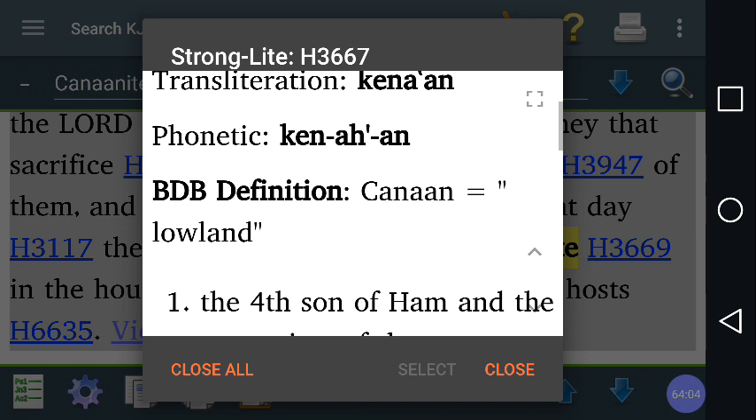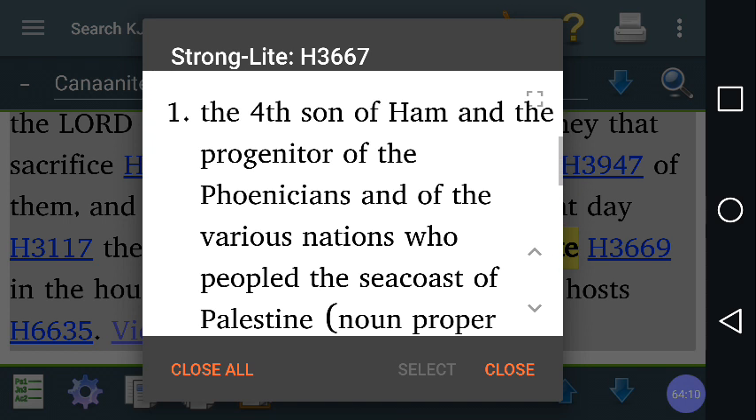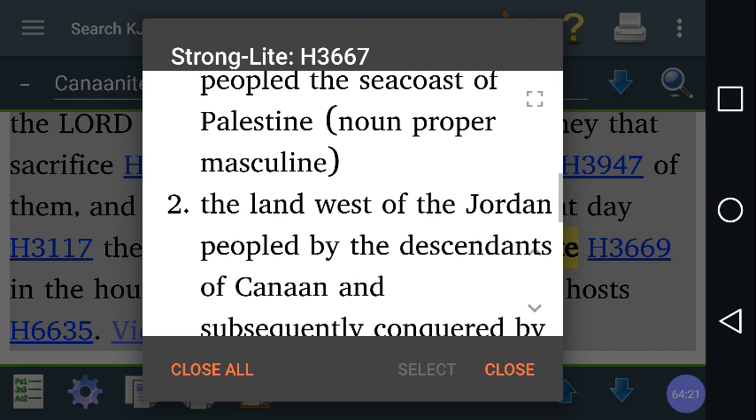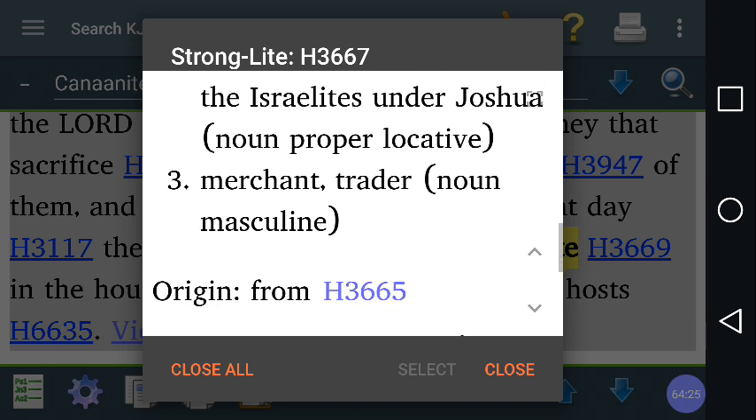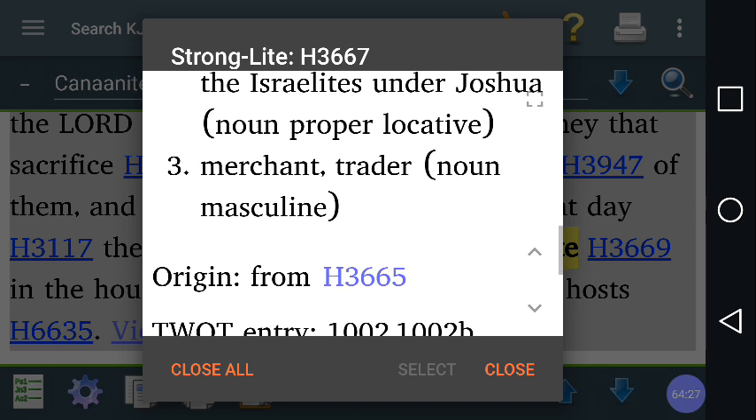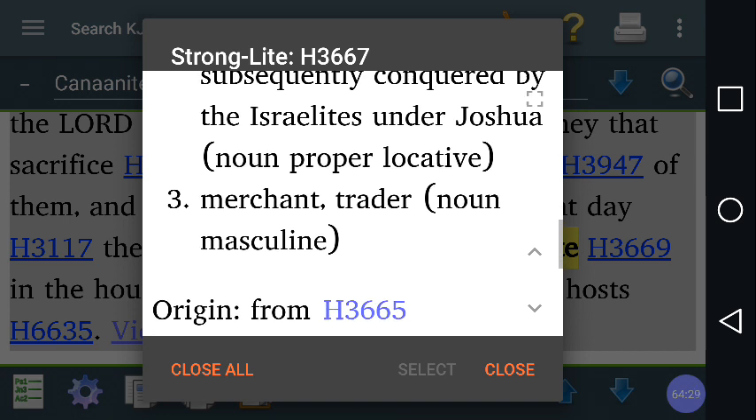Now, Canaan means lowland, right? Canaan was the fourth son of Ham, according to the Bible. And it says he was the progenitor of the Phoenicians and various nations who people the seacoast of Palestine, right? This is some basic information. Now, look at the third entry of Canaan.